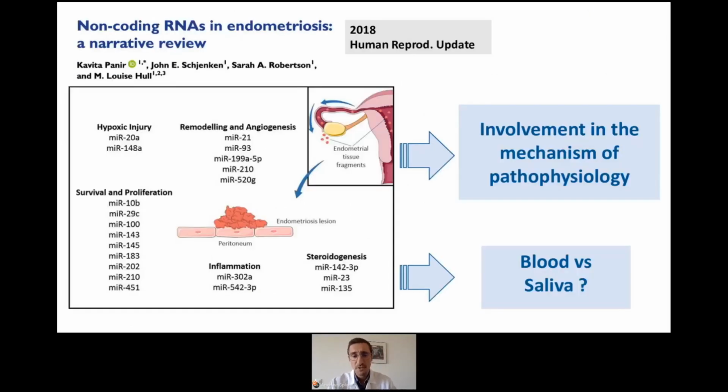Much study has actually recently been done in the field of microRNA. And in 2018, a very high quality study by Panier et al. actually looked into the different pathophysiological mechanisms and links between endometriosis and microRNA. And we can see that they actually found specific microRNA that were linked to cellular survival and proliferation, to inflammation, to angiogenesis, as well as other pathophysiological pathways.